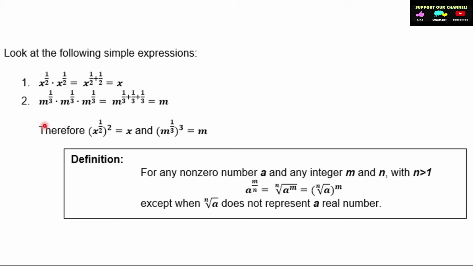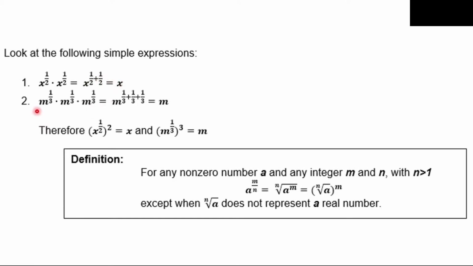Okay, let us try some examples. Number 1. x to the power of 1/2 times x to the power of 1/2. What happens is x to the power of 1/2 plus 1/2, since they have the same base x. Sir, question, why did it become just x? Remember, 1/2 plus 1/2 is equal to 1. So, understood, the exponent is 1.